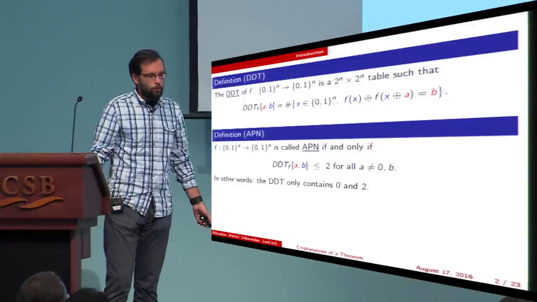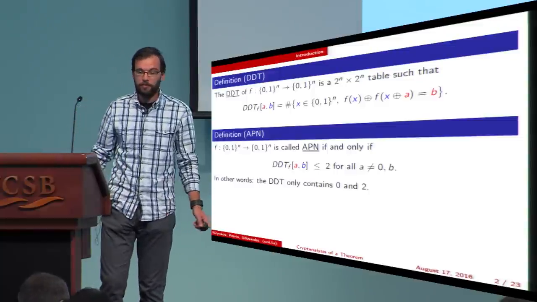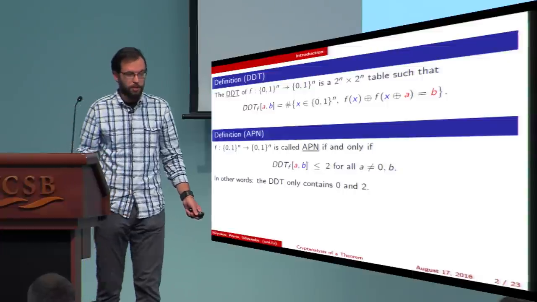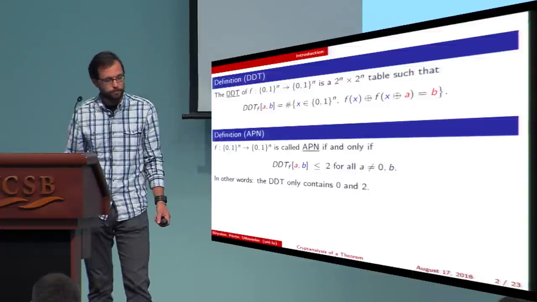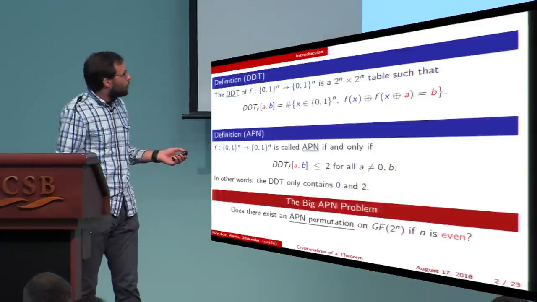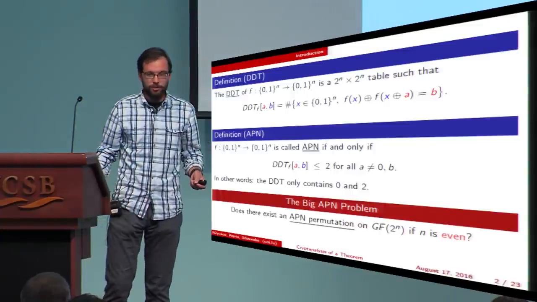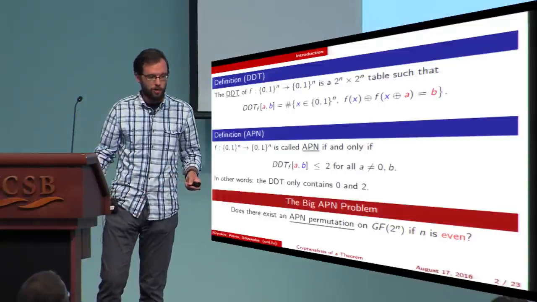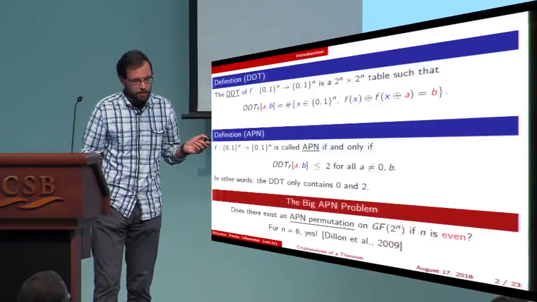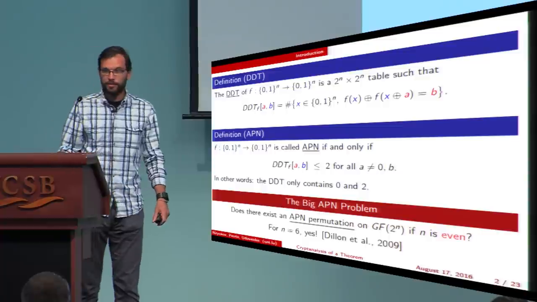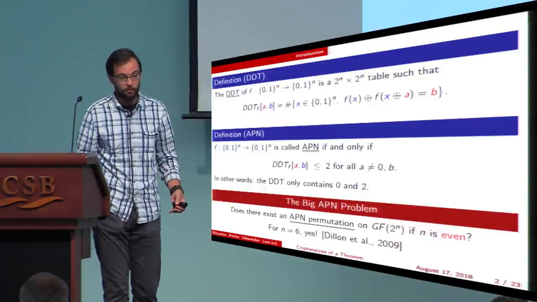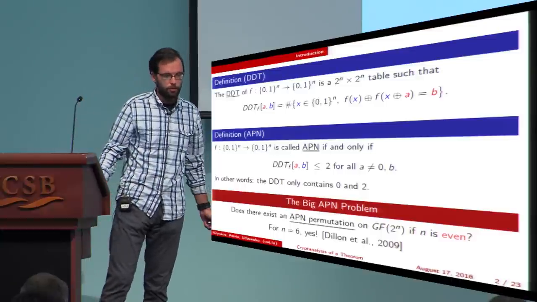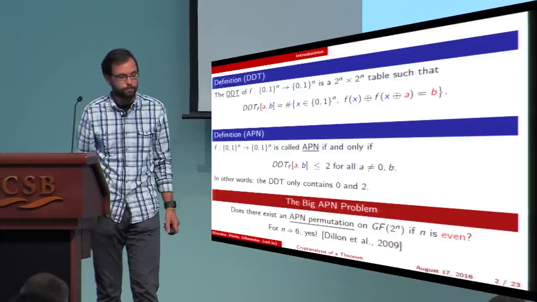And we know many APN functions for all dimensions, but we are also very interested in APN permutations, so bijective functions. We know many APN permutations in odd dimensions, but for even dimensions, it was a very long open problem until in 2009, Dillon and others found an example of a 6-bit APN permutation. And since then, no new APN permutations in even dimensions were found.